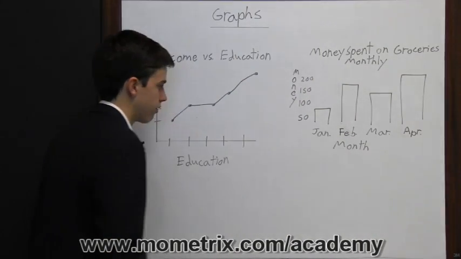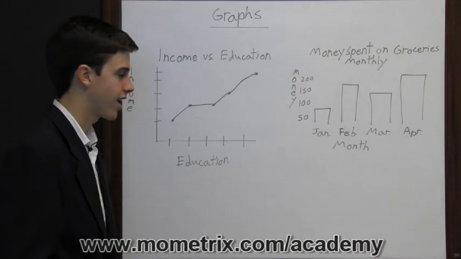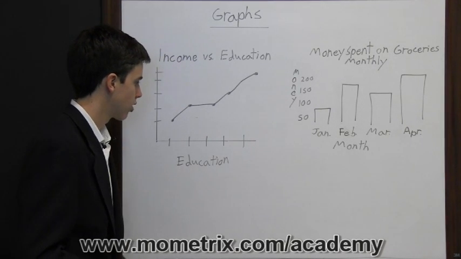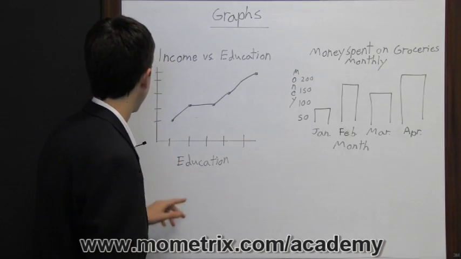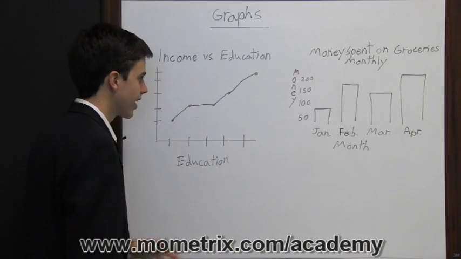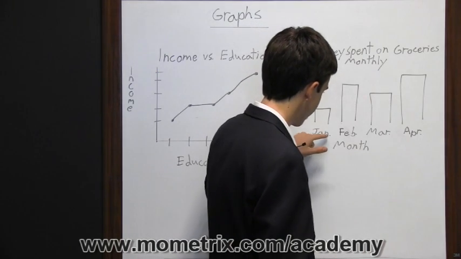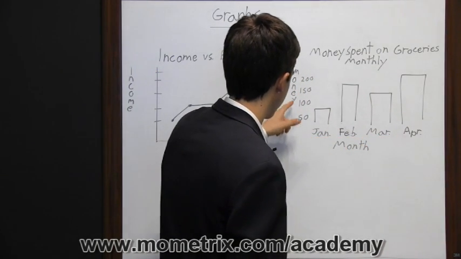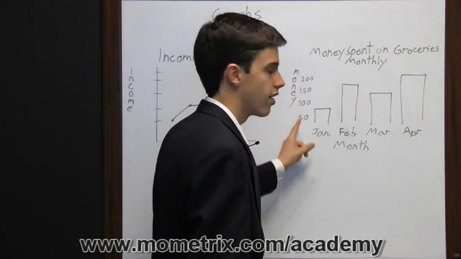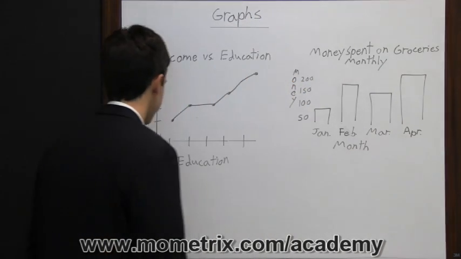So in both types of graphs, you have an x-axis and a y-axis. The x-axis is the horizontal line. So notice here, education is the x-axis and income is the y-axis. Here we don't have lines drawn, but you can still see here the month of the year is the x-axis and the money spent each month is the y-axis because that's vertical, it's up and down.